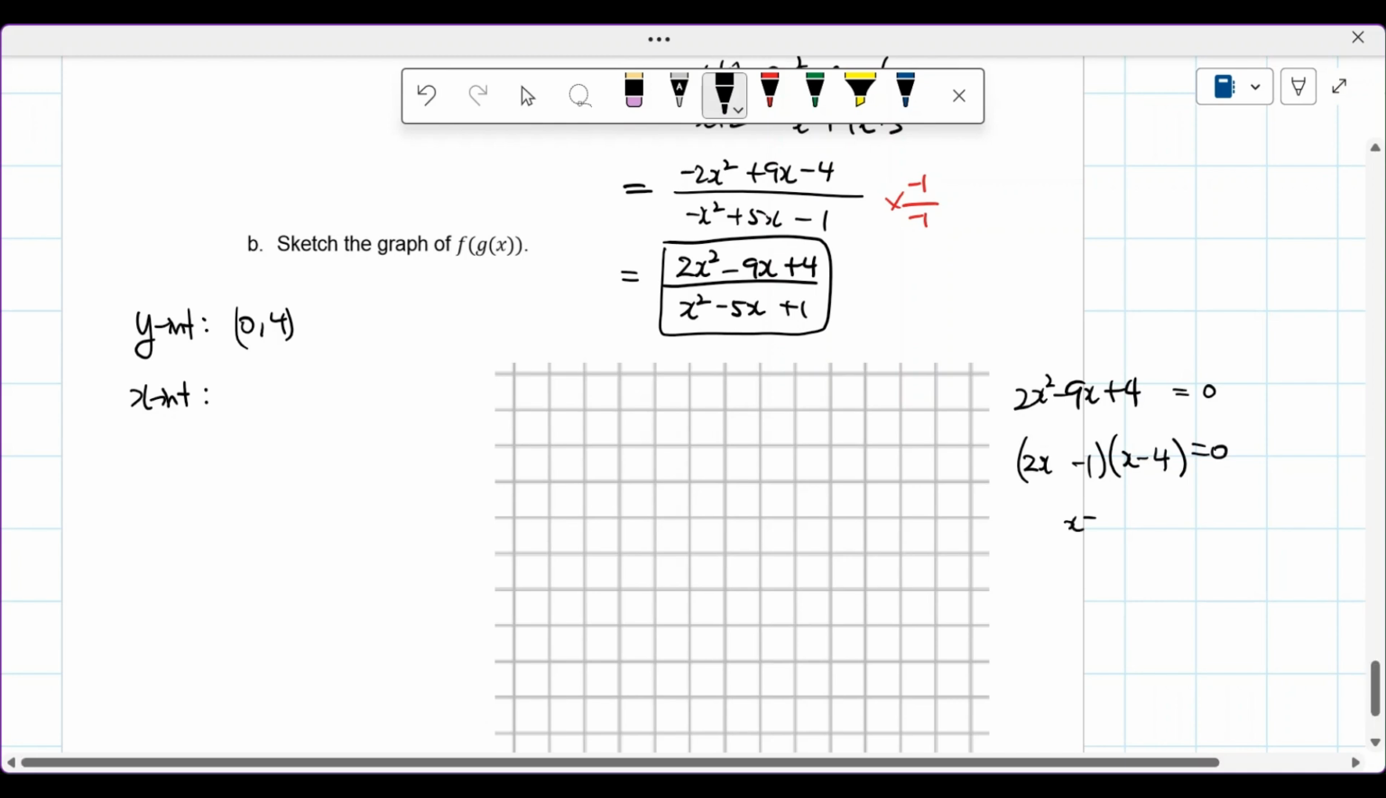Which means that x equals 1 over 2 and also 4, which tells me I have two x-intercepts, one at 1 over 2 comma 0 and 4 comma 0.